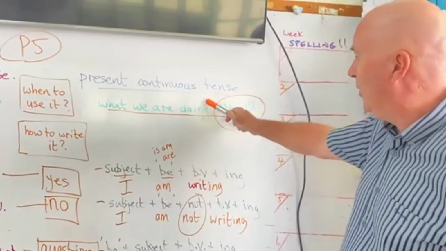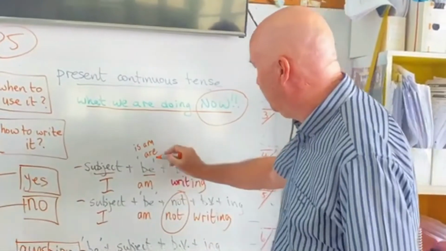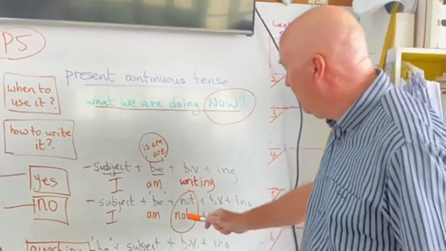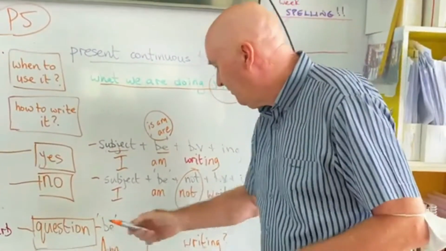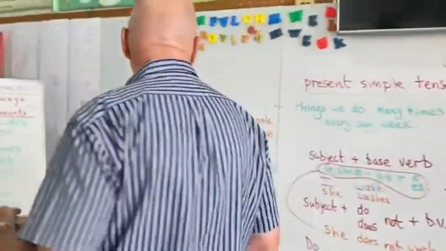We use it to talk about what we're doing now. Subject, the verb be, which is is, am or are, base verb and ing. To say no, we use not. To make a question, we put the verb be first. So let's go over here to finish.